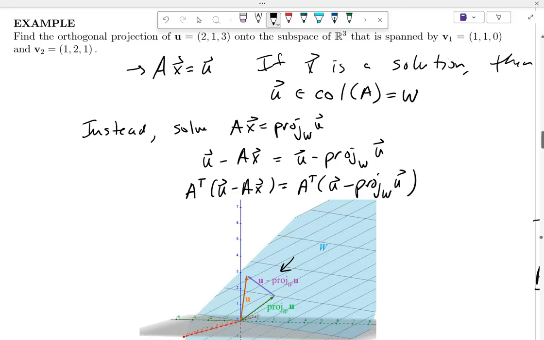The reason why we did that is why. This is in the null space of A transpose, so this has to be 0, right? Now we've got a nice little equation to solve. That doesn't involve the projection at all, does it? If I rearrange my equation, we have A transpose A times X equals A transpose U.